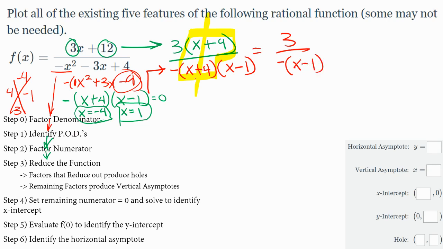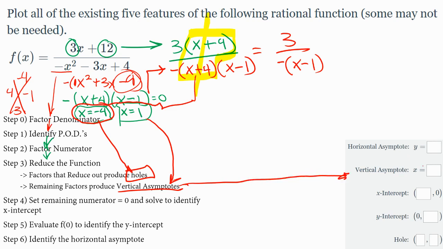That means that this plus 4 factor right here produced that x equals -4 point of discontinuity. That is a hole. That means the x equals 1 remained, and that is a vertical asymptote here. So we're going to take that over here, put vertical asymptote as x equals 1. And my hole is going to be at -4, comma, something, which we find out by plugging in f of -4 into the reduced version.